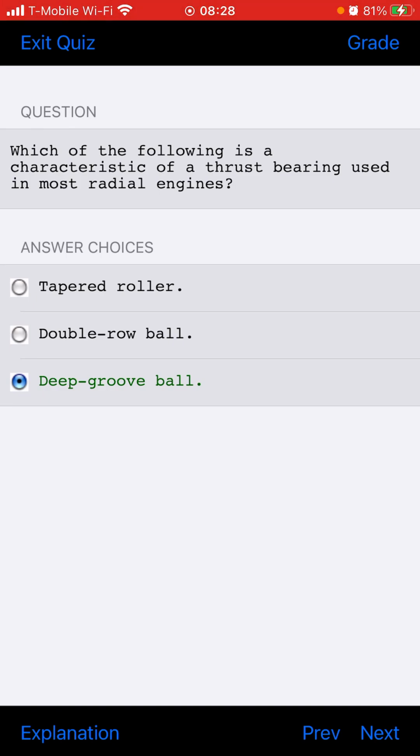So valve overlap is defined as the number of degrees of crankshaft travel during which both valves are off their seats. We're going to wrap it up right here.